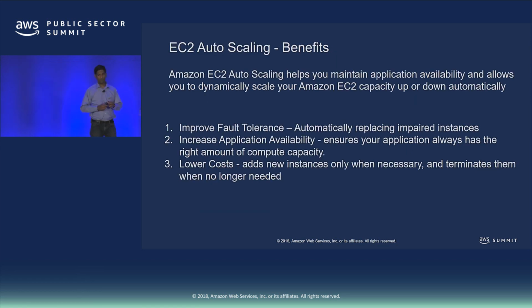Again, just to recap, at scale, EC2 auto scaling benefits. There are three important points here. Improve fault tolerance, which is based on fleet management. Increase application availability, which is making sure you have the right computing capacity available for your application as the requirements are. And then lower costs. How can you lower costs? By scaling only to meet your actual demand, not architecting for peak, right?